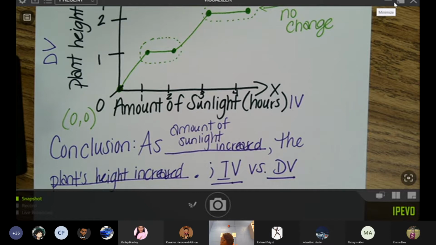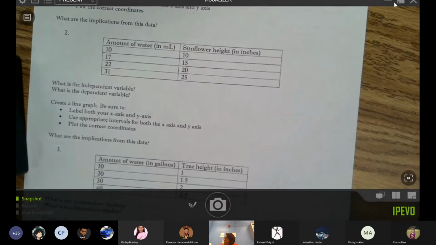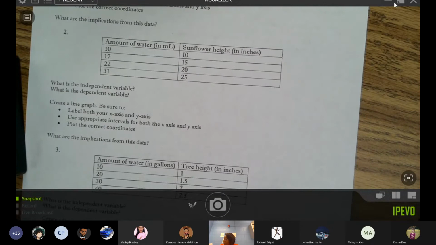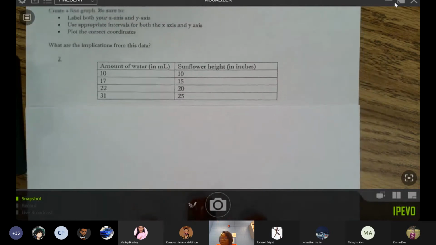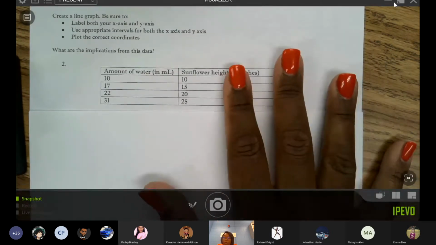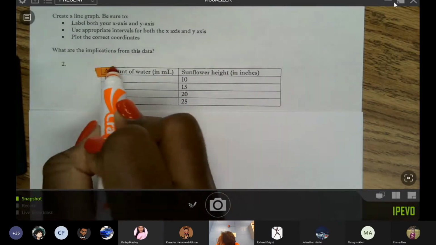Okay? Let's look at a second graph that we're going to make. If we look here at number 2, I'll straighten that up for you. Now we're looking at the amount of water. This is our independent variable.